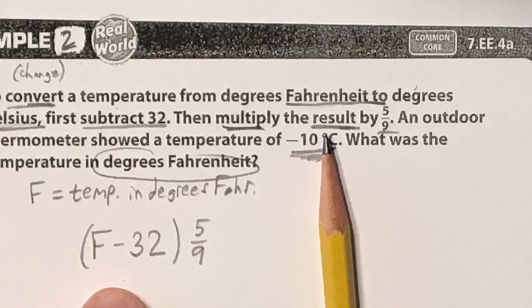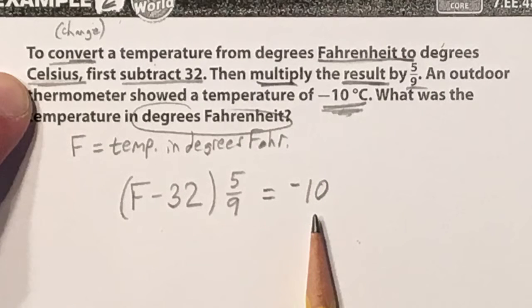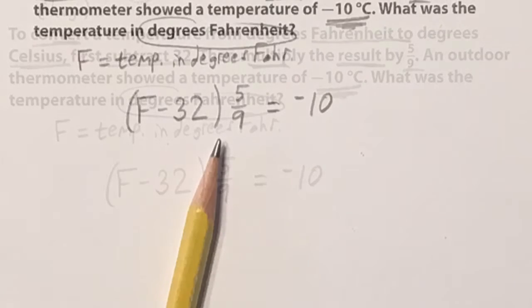Then we move on to see that we multiply the result. So the result would be in parentheses, and we multiply that by 5/9. It then says the result is negative 10 degrees Celsius, so we put an equal sign and the negative 10 on the right-hand side. That gives us the equation we want to solve for this problem.